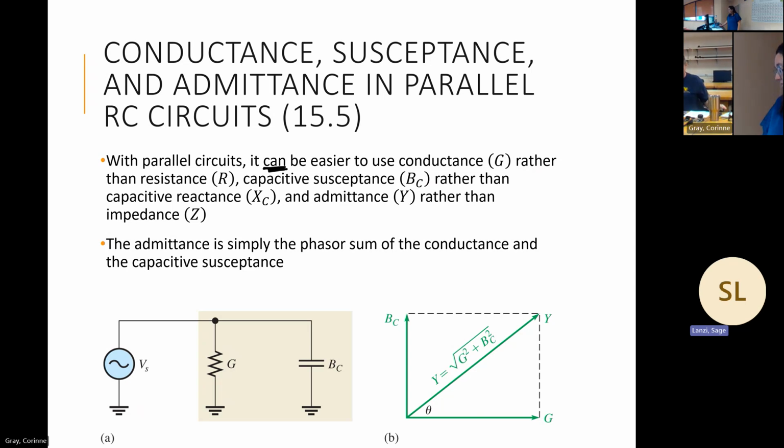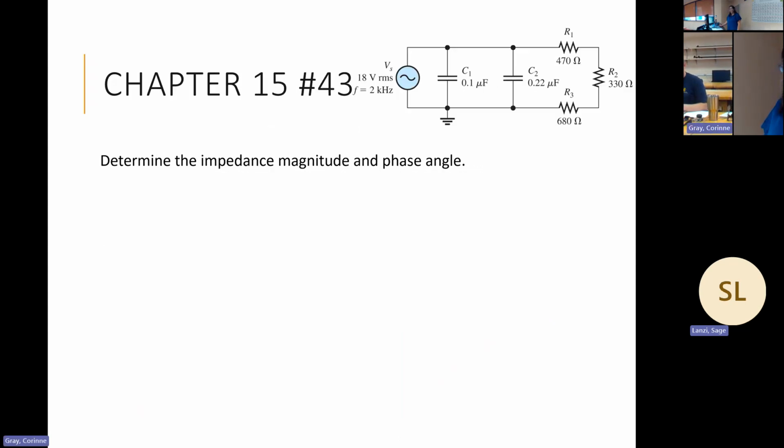Now let us do an example. I want you to look at this circuit here. At the end of the day, we are looking for the impedance magnitude and the phase angle theta. So look at this circuit and decide, is it going to be easier to use the RXC, or do we want to use, sorry, I can't ever remember the other letters, GBC. Which ones do we want to utilize here to solve that circuit first?